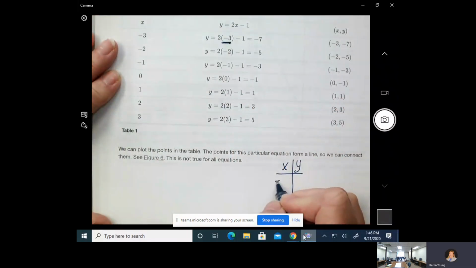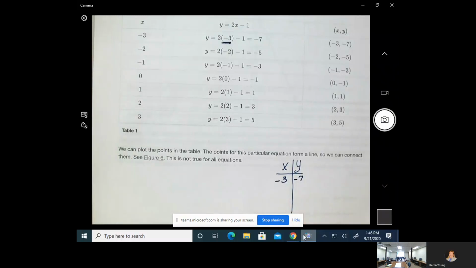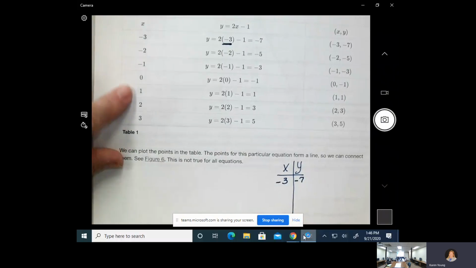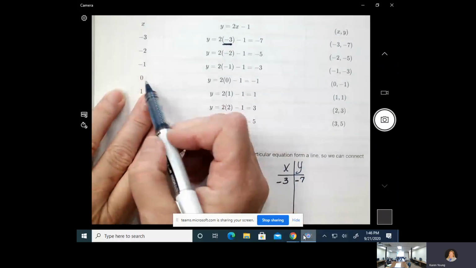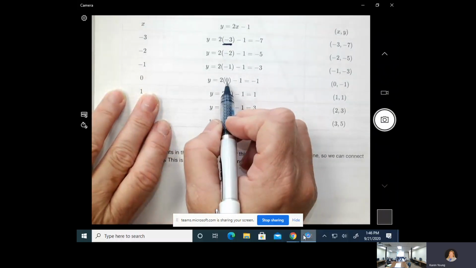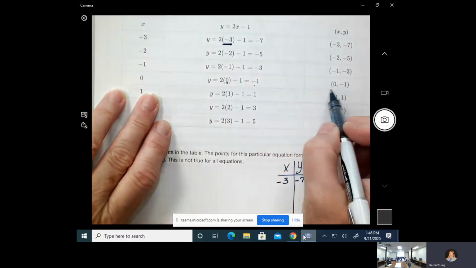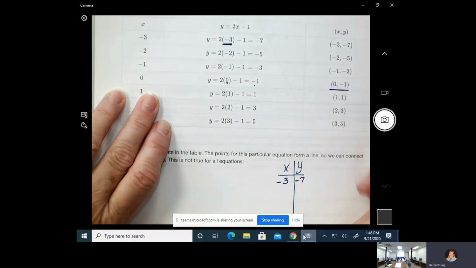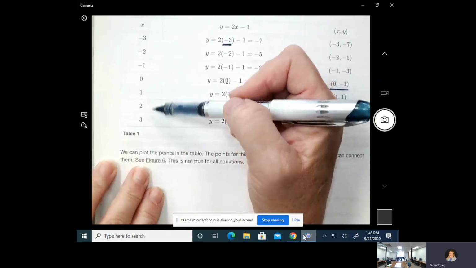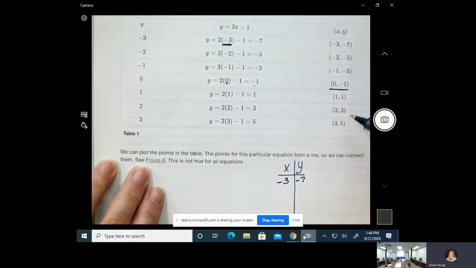So in our XY table, we'd have like -3, -7. I'll work one of these where I'm working it all out, but that's what they've done for all these points. They've taken 0, plugged it in for x, and they did 2 times 0 minus 1 and got -1. And then their point was 0 and -1. X is always the number you chose. Y is always dependent on the number you chose.